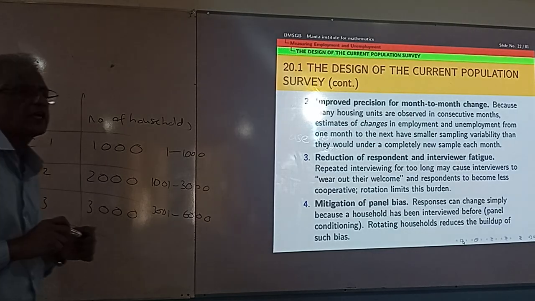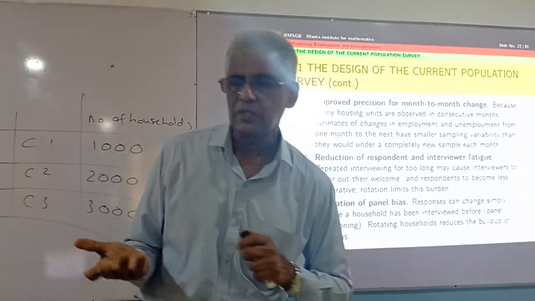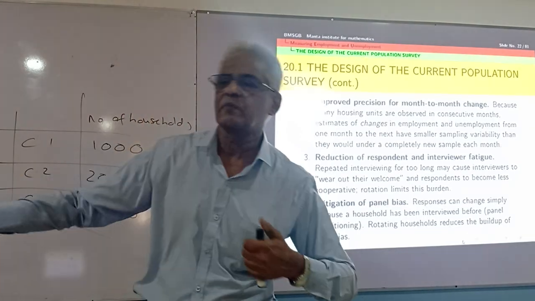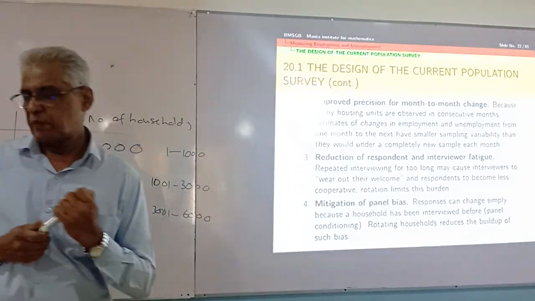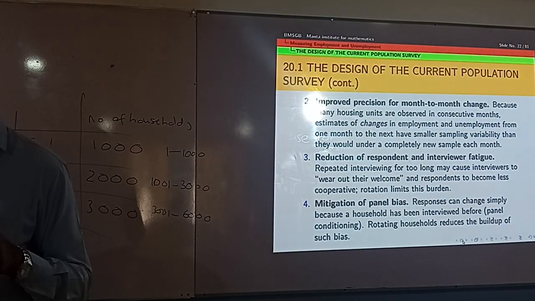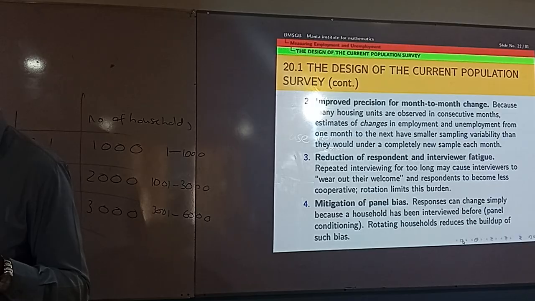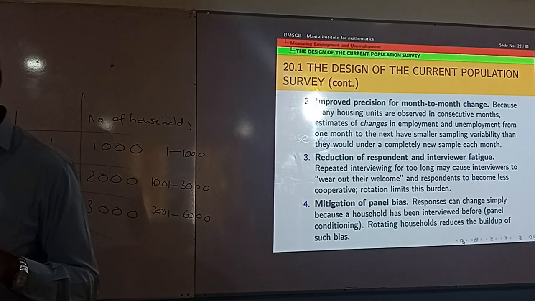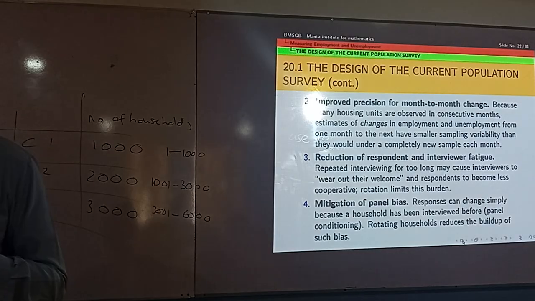This is an important thing, a kind of bias that can come when you are, for example, asking questions every month. I will come to that later. What do you mean by panel bias? Responses can change simply because the household has been interviewed before. This is called panel conditioning. Rotating households reduces the build-up of such bias.